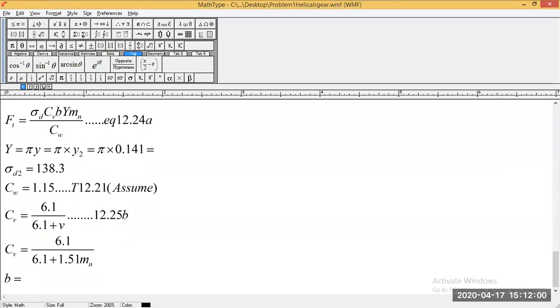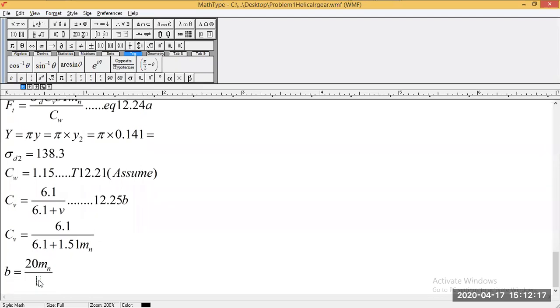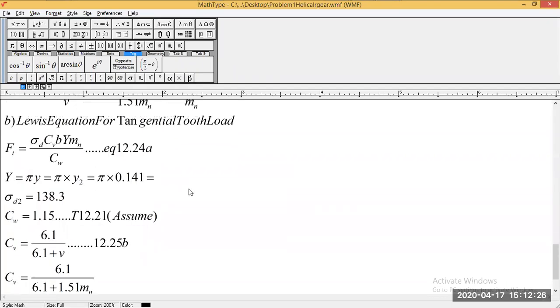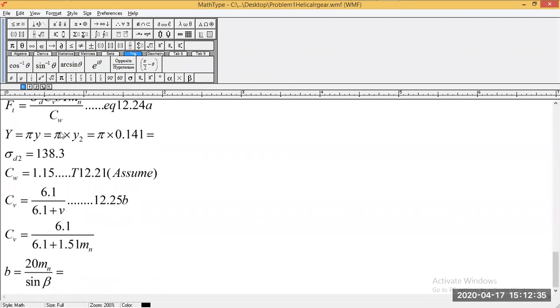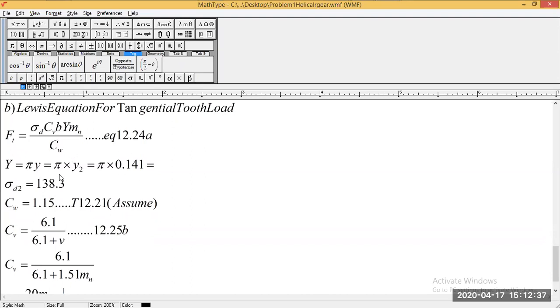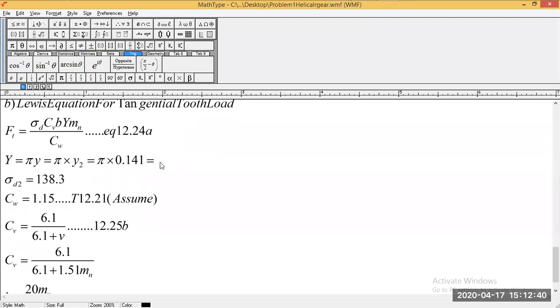So B equals 20 mn over sine beta. This needs to be calculated. Let's calculate. I think we have all the values. We have sigma d, we have CV, we have B, then Y is here, mn as usual, CW. Okay, we have all the values. So let's calculate this one by one.